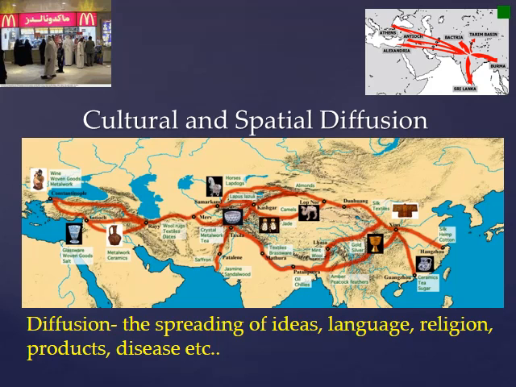In the last video, we talked a little bit about this idea of diffusion and how that results in both cultural convergence and cultural divergence. And again, diffusion is the spreading of ideas, language, religion, products, disease, etc. And this example here is again that Silk Road that we talked about in the other one, which is how items were exchanged between groups in Asia along the Silk Road.